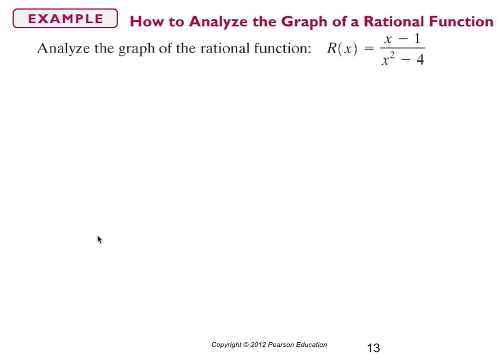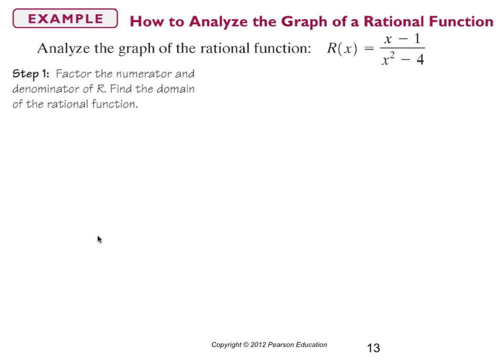So let's take a look at this example here. We have r of x equals x minus 1 over x squared minus 4. The first thing we want to do is factor the numerator and factor the denominator, and then go ahead and find the domain. Now, if there is something that cancels, you do not cancel it yet, okay? You have to find the domain first.